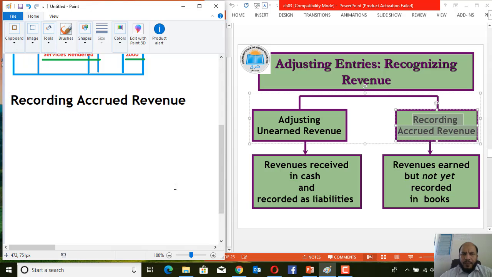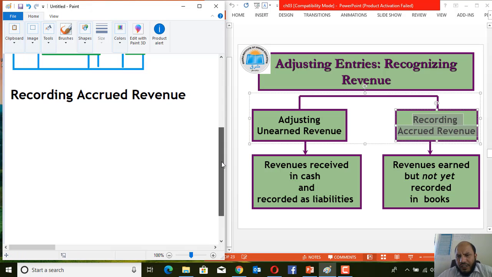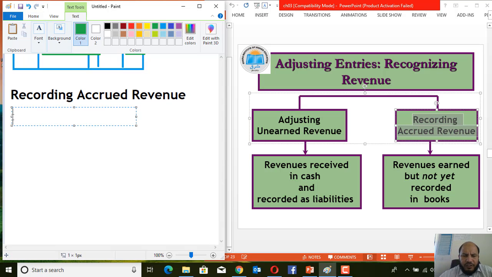Accrued revenue. Okay, what does accrued revenue tell us? This means that we have earned revenue. We have earned revenue.